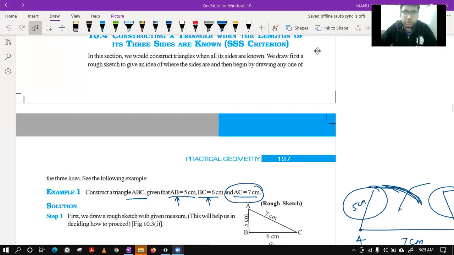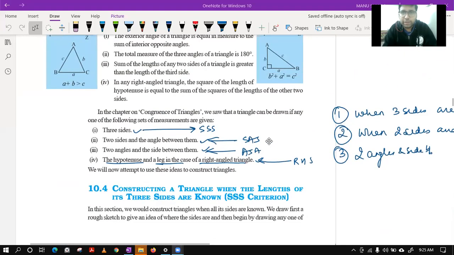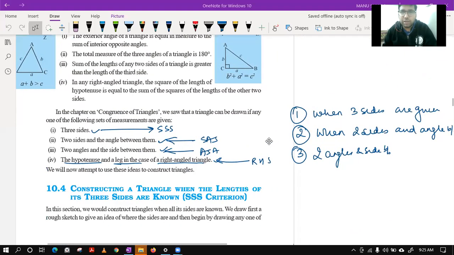Okay, good morning everyone. In the last class, we have seen the concept of how to make a triangle, in which we have seen if these particular things are given to you, you can make a triangle easily. So, first is SSS. If you know side, side, side, if you know three sides of a particular triangle, you can easily make it.